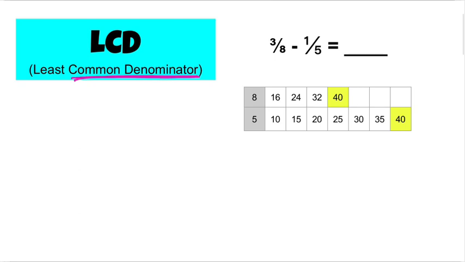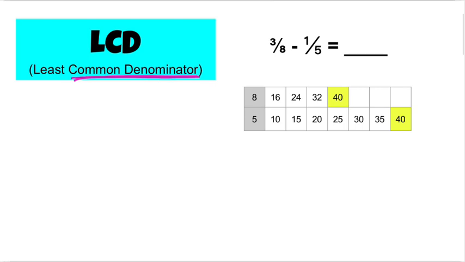So here for our example of 3/8 minus 1/5, notice my denominators are not the same. Using the least common denominator, I have to list the multiples for both 8 and 5 up until I identify what the least common denominator would be for these two, and that would be 40. So this is one option that you can use when adding or subtracting fractions.